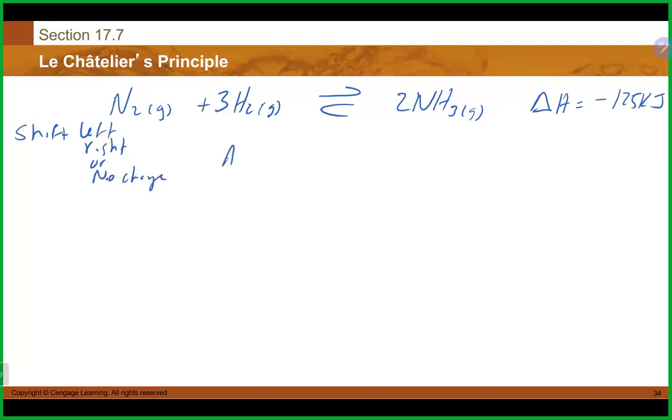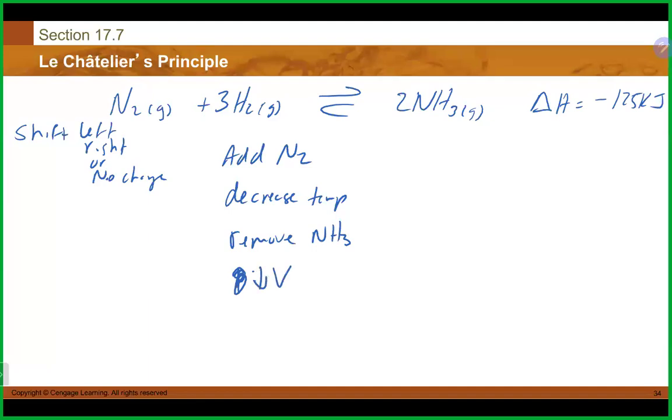All right, in this case, we're going to add some N2. We're going to decrease the temperature. We're going to remove NH3. We're going to decrease the volume. We will increase the pressure. We will increase the temperature. We will add some H2, and we will add a catalyst.